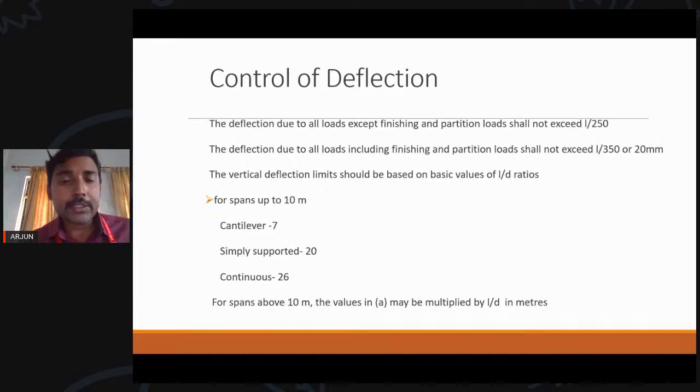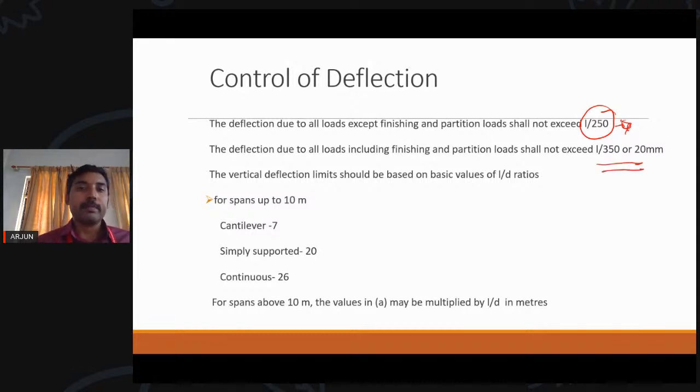Next, control of deflection. The deflection due to all loads except finishing and partition loads shall not exceed L by 250. Inclusive of partition and finishing load, the maximum allowable deflection is restricted to L by 350 or 20 mm, whichever is minimum. That should be the deflection criterion in order to control the deflection.